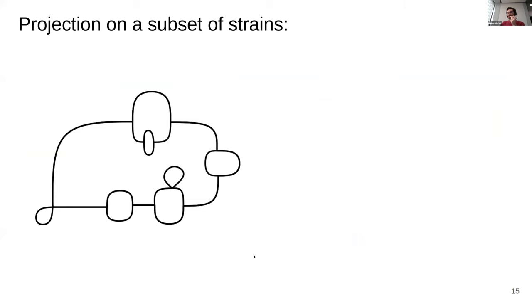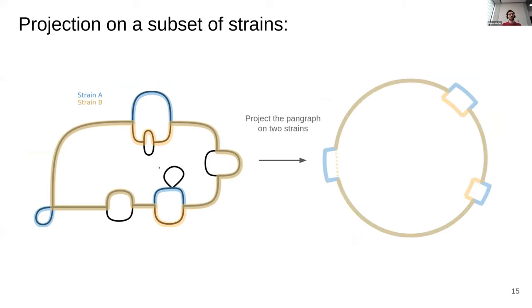One last thing that I can tell you about PanGraph is another command that one can use, the marginalize command, which is used to project the graph on a subset of strains. Let's say that I have a complex graph, but I'm only interested in the difference between maybe a couple of strains, strain A and strain B. I don't want to keep the complexity of regions in which the two strains behave the same. So I can project the graph on only these two strains, and this will highlight differences between them.